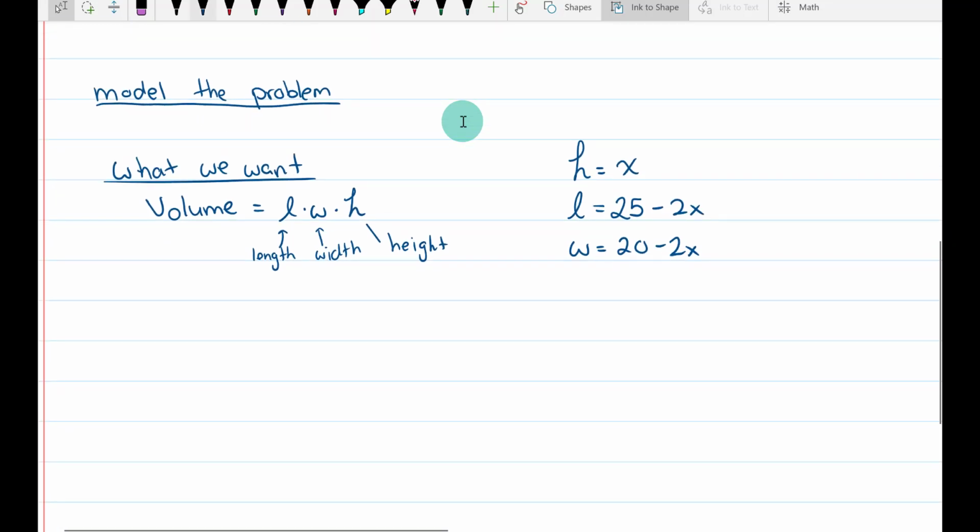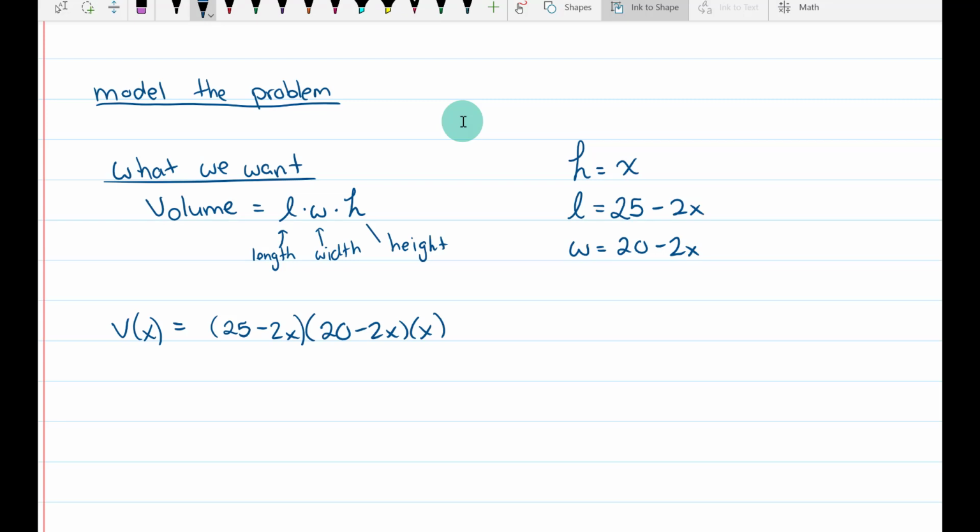So what we're going to do now is substitute into our volume formula, and we get 25 minus 2x times 20 minus 2x times x. So our volume in terms of x is this polynomial right here.